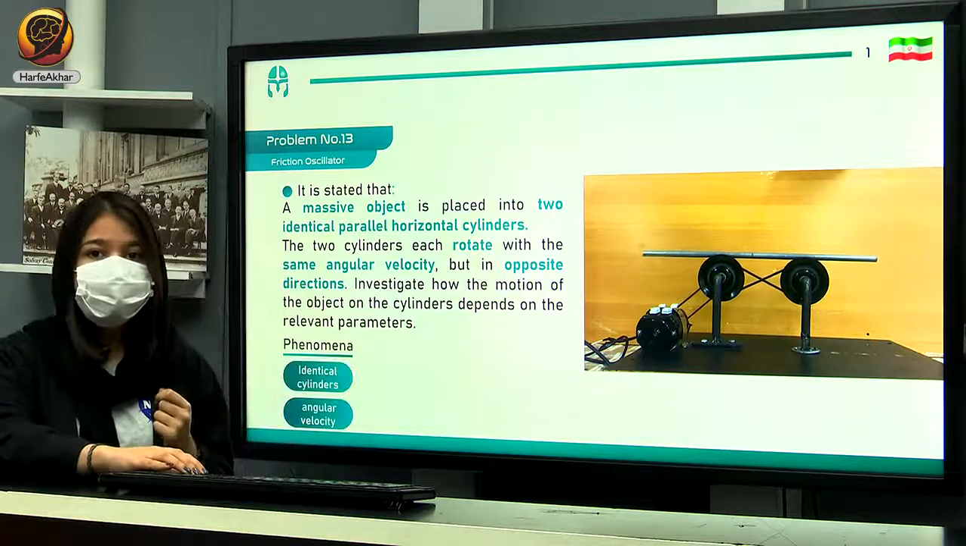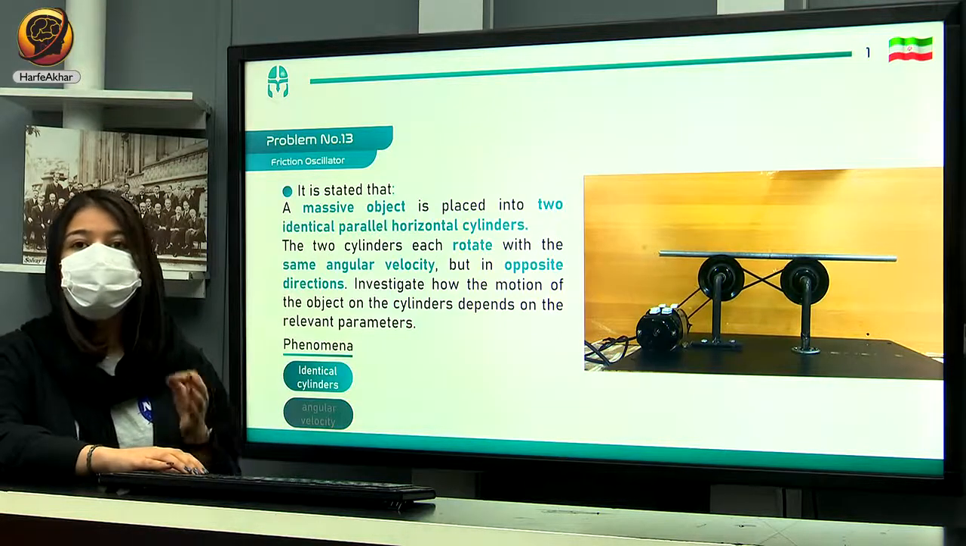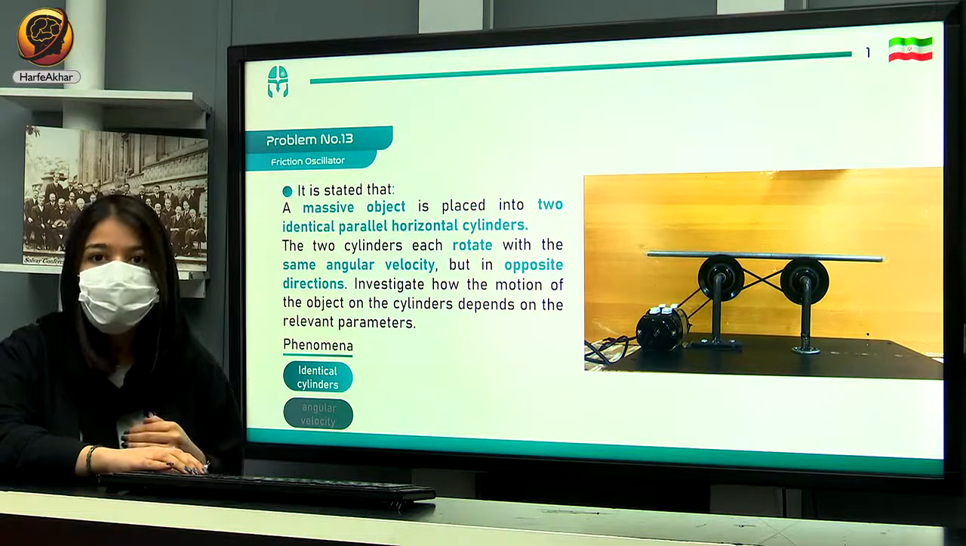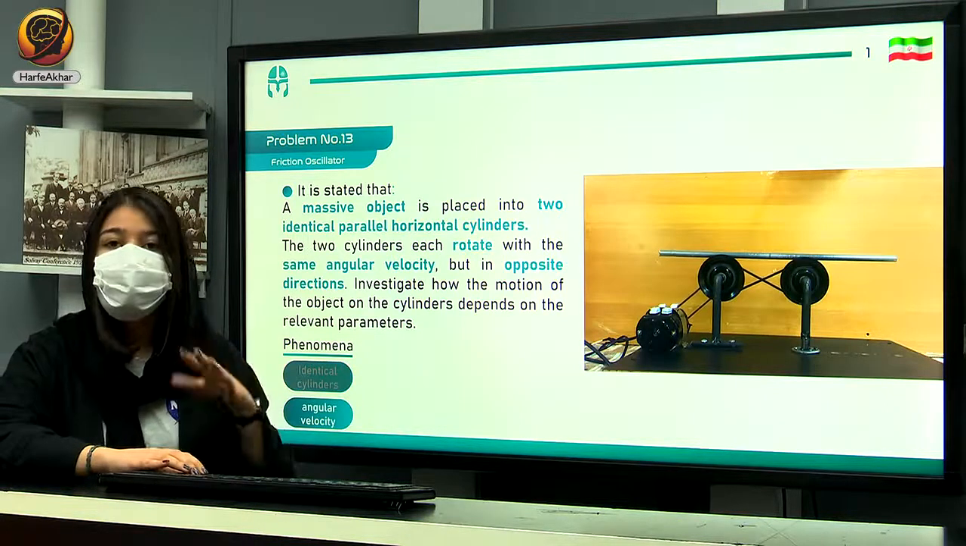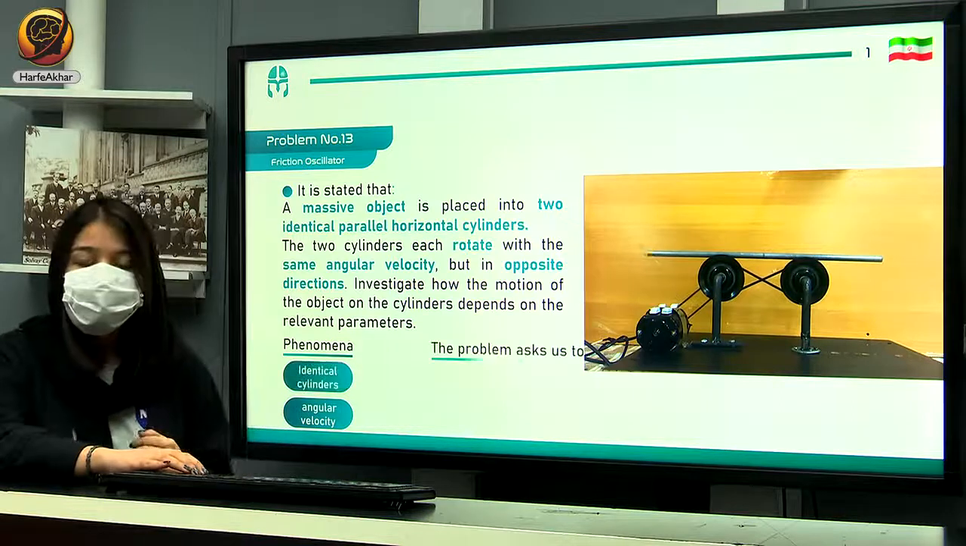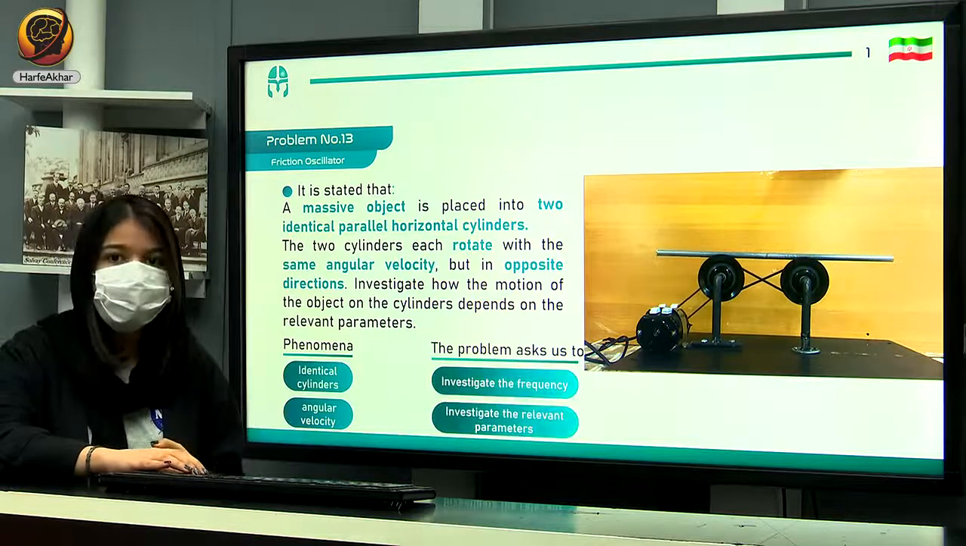Now we're going to investigate this phenomenon. This phenomenon emphasizes the same angular velocity but in opposite directions, and identical cylinders. I mean, they should be the same. And the problem asks us to investigate the relevant parameters.